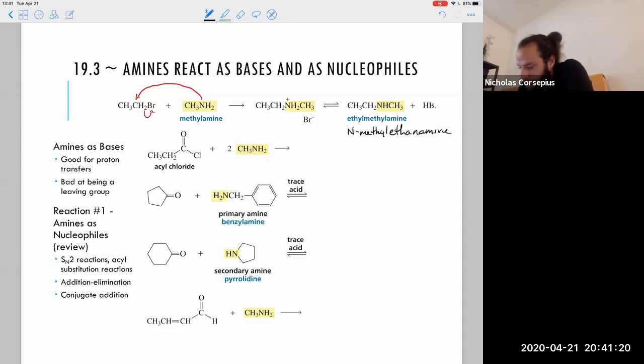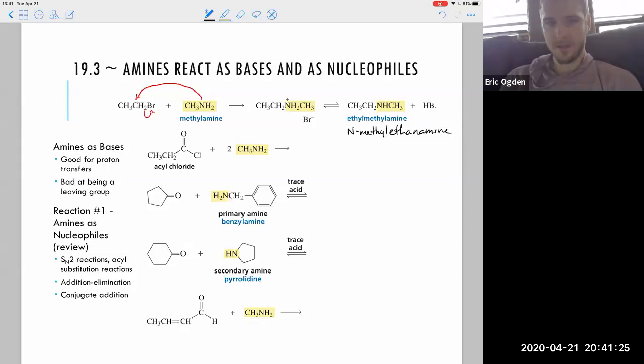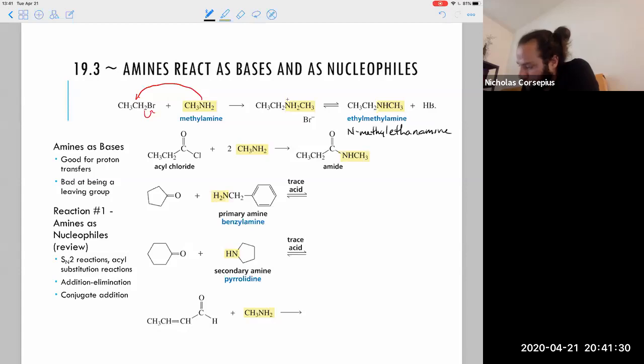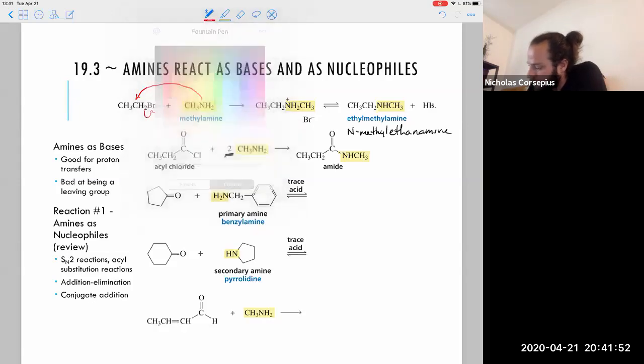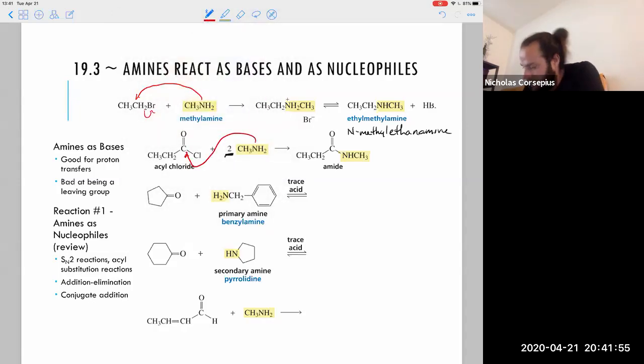All right, and what happens when we take an acyl chloride and mix it with an amine? What do we get? An amide. And why do we need two equivalents of our amine? One's a base, one's a nucleophile? Yeah, so one of them is the nucleophile doing the original attacking of our carbonyl carbon. The other one acts as a base accepting that proton, right? So again, this is going to be the common theme here. Nitrogen plays the role of a nucleophile.